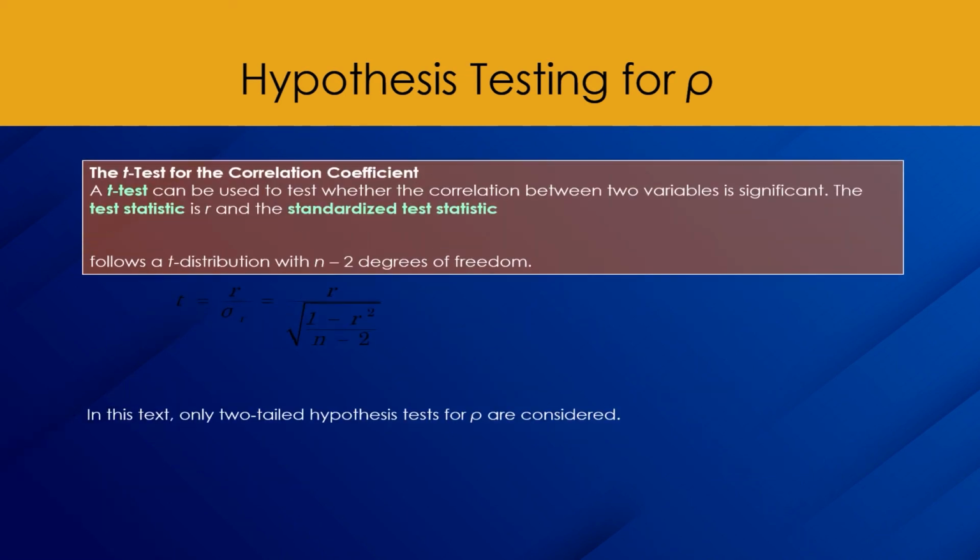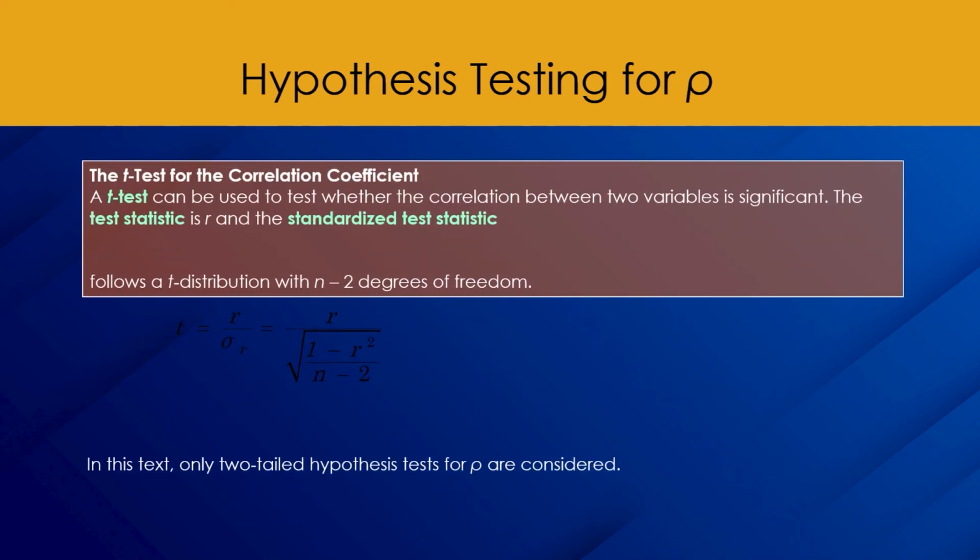So for hypothesis testing, the t-test for the correlation coefficient, which we are going to discuss in a more elaborate manner, can be used to test whether the correlation between the two variables is significant. The test statistic is r, and the standardized test statistic is this. So this is the way by which we are going to calculate it, and only two-tailed hypothesis tests for rho are considered. So anyway, what I mean to say is that the coefficient of correlation is quite important, and it's going to play a very important role.